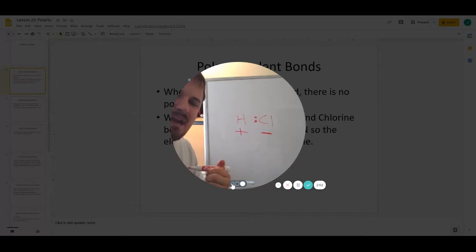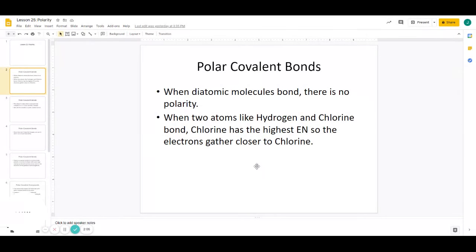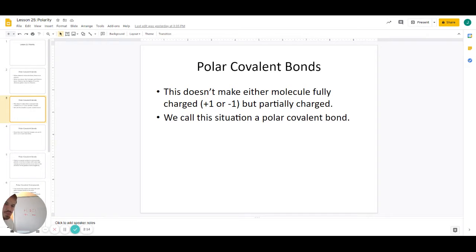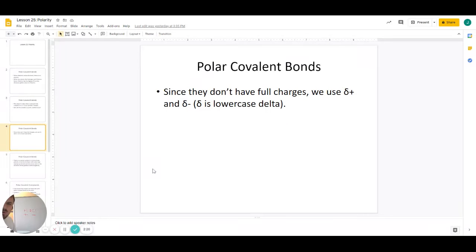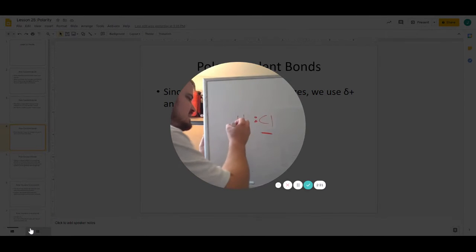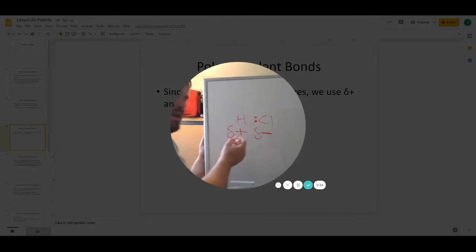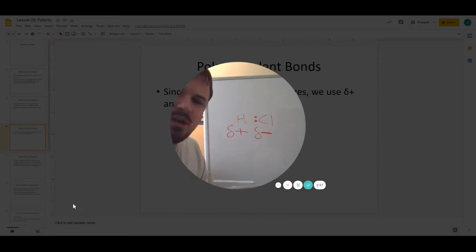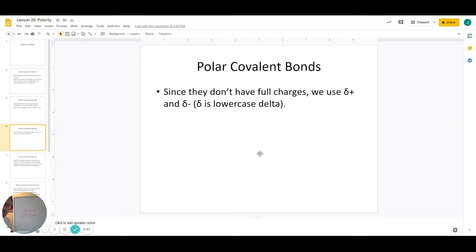But because they're sharing, it's not like full custody was given over to the chlorine. They're sharing. So what that means it's going to do, you're going to have the higher electronegativity closer to chlorine, and so we're going to have a partial charge on each side. And we call this a polar covalent bond. So since they don't have full charges, we use this little Greek symbol, the lowercase delta, or the delta symbol. We'll say it's a partial charge of positive and it's a partial charge of negative. So you're saying it's slightly positive over here, slightly negative over there.